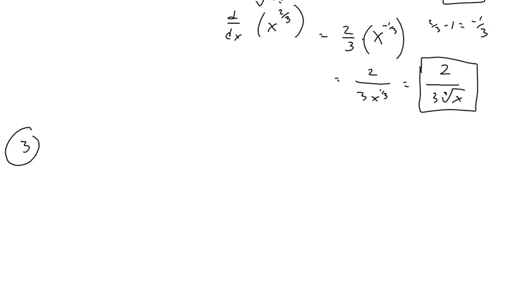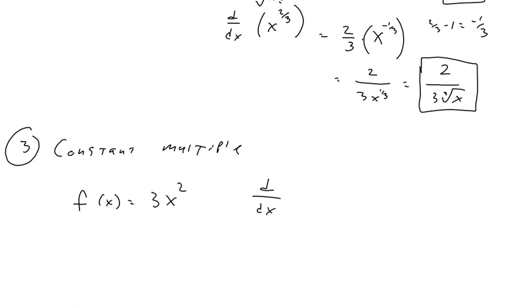Constant multiples. Let's say, for example, that I have a number in front of my variable. Let's say f of x is 3x squared. And I want to find the derivative of that. Well, d dx of any constant times f of x, right? Let me do this in a bigger bracket. Any constant times f of x.